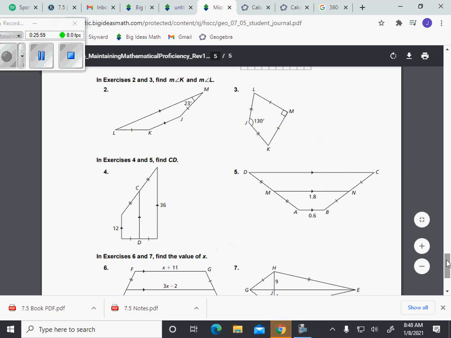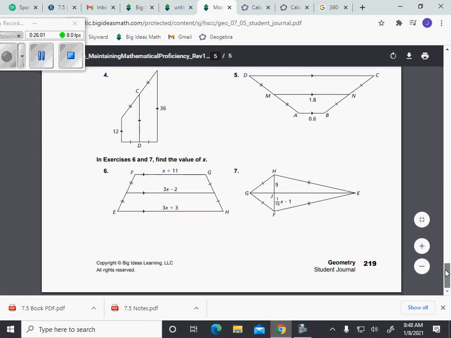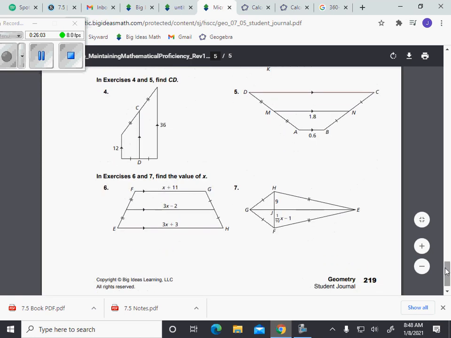Number 4, find CD. Well, we have a trapezoid. It looks to be the mid-segment. So how do we find the mid-segment? That's 1/2 our parallel sides. So 1/2 times 12 plus 36. 12 plus 36 is 48, so we'll have 1/2 of 48, which is what? 24.